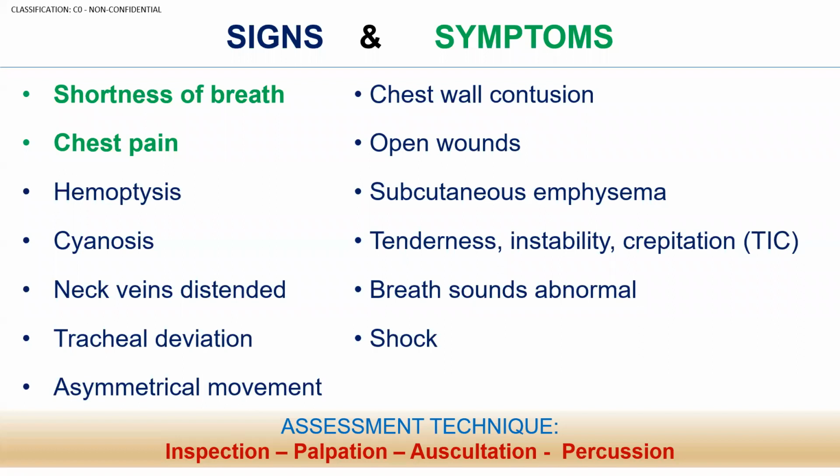And next is auscultation. You need to auscultate for breath sounds. And if you find abnormal breath sounds, that's the time you will do percussion. And another sign of thoracic trauma is shock. So these are the major signs and symptoms of thoracic trauma.